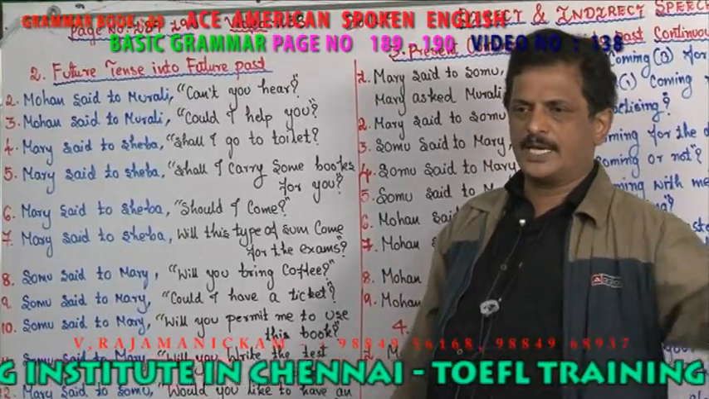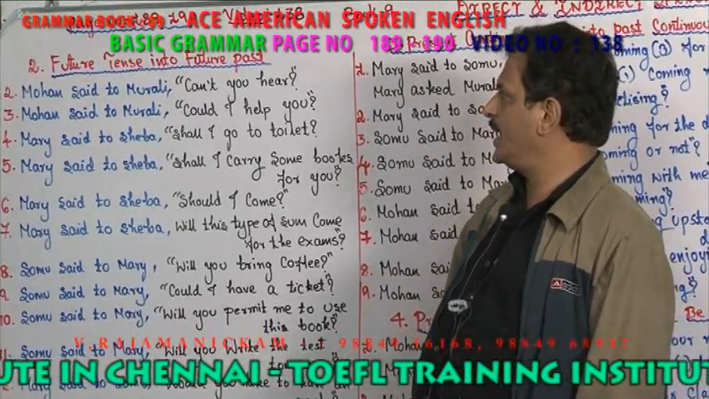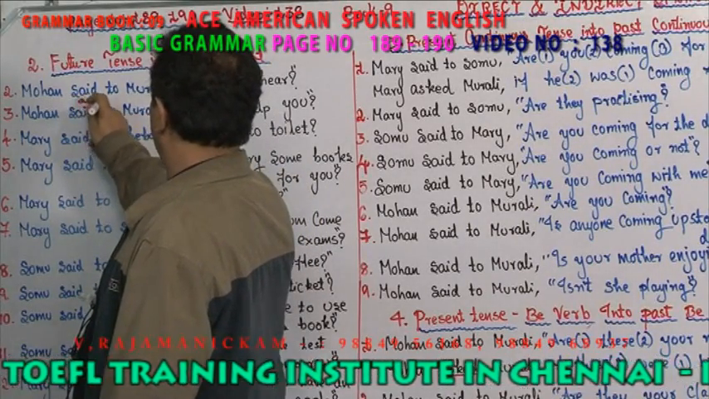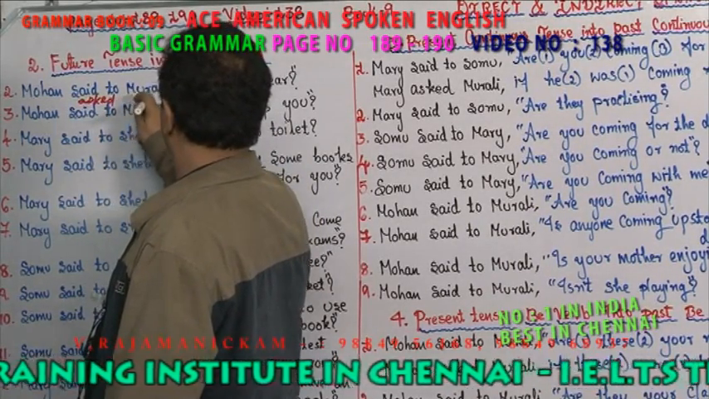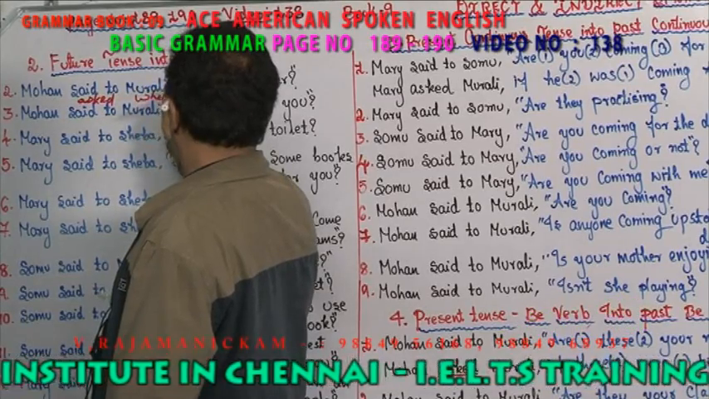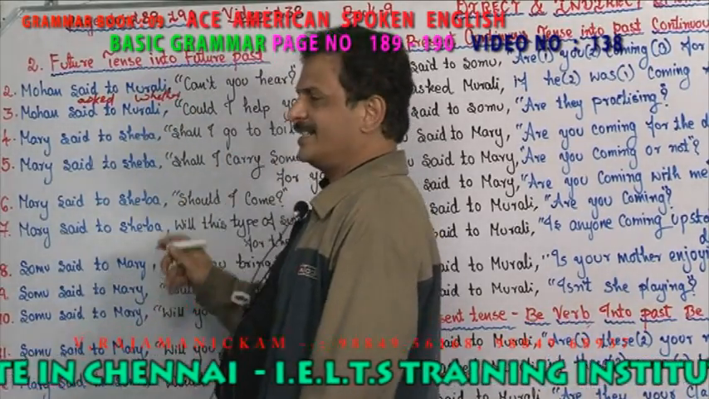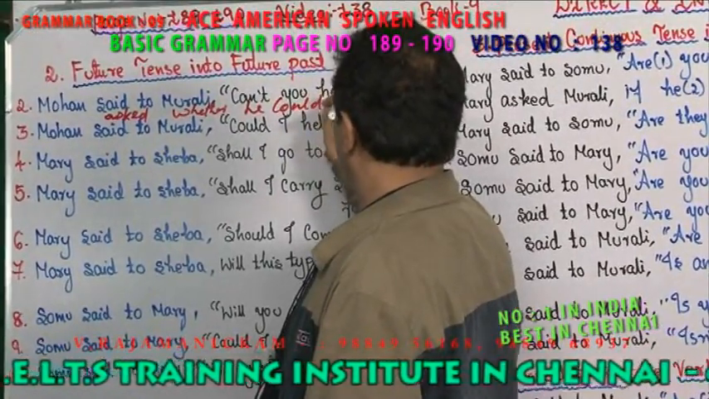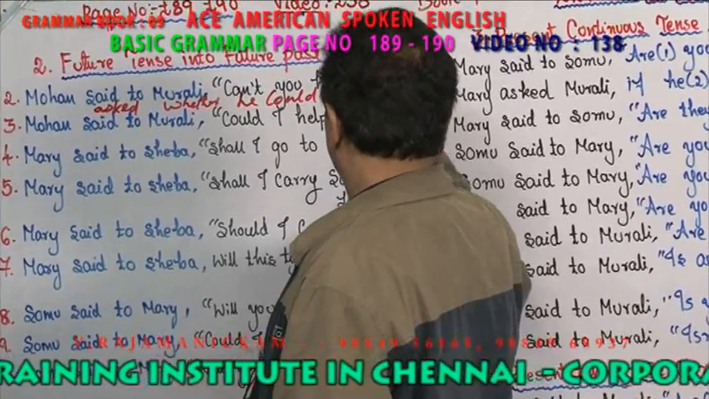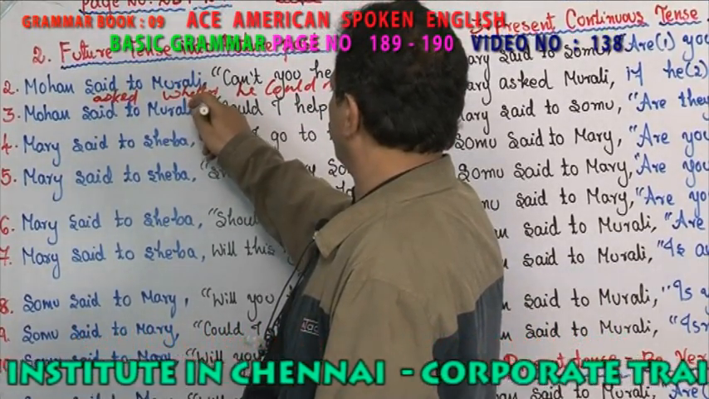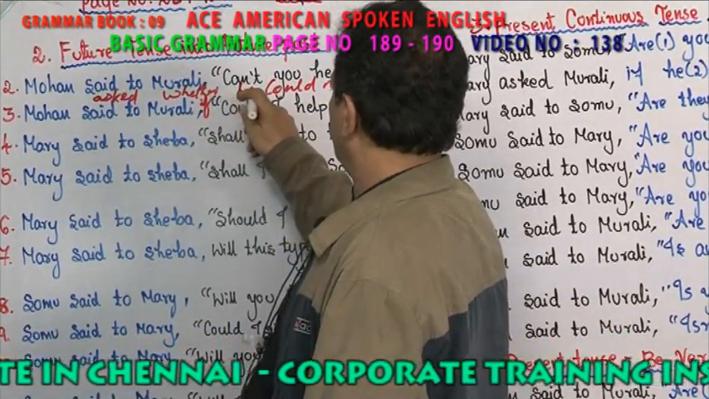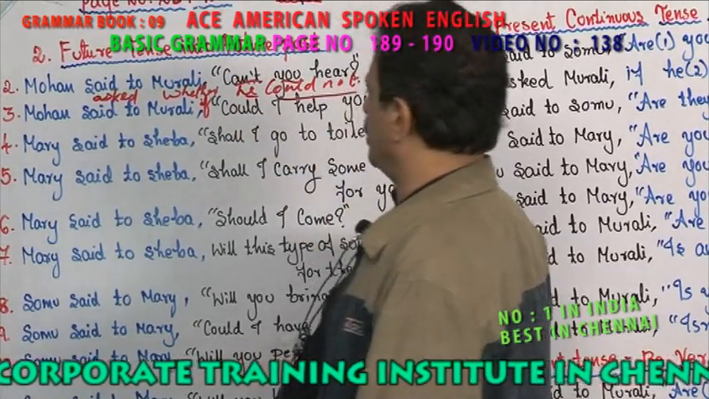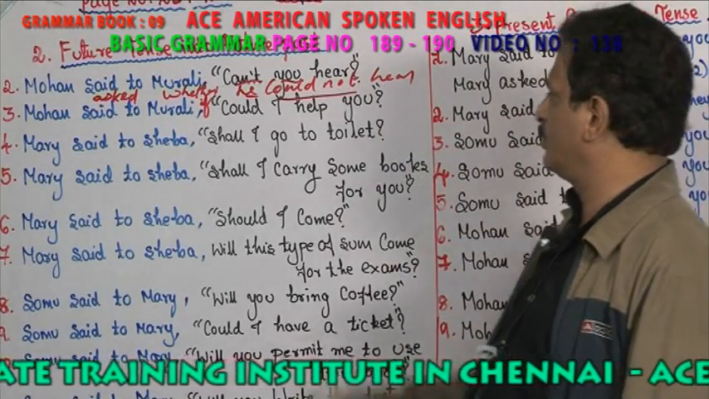Then how do you go and say to somebody, Mohan asked Murali, then what do you say? Whether, yes, whether he couldn't hear. We could not hear, right? Whether or if, you can use either one. You changes into he, can't changes into could not hear, right?